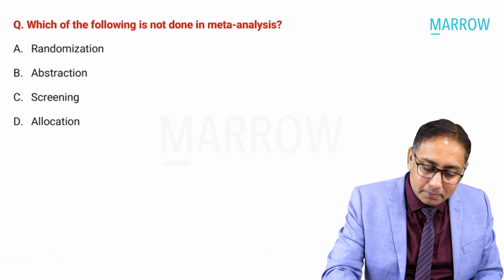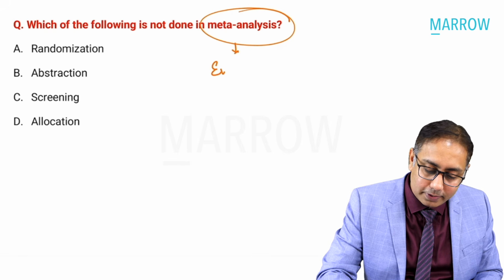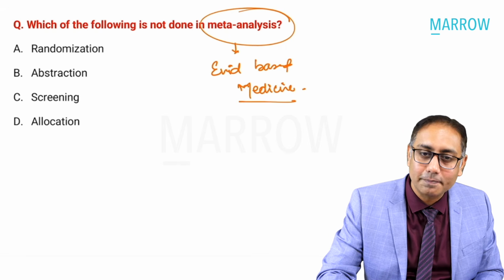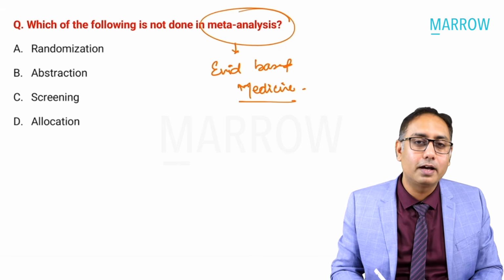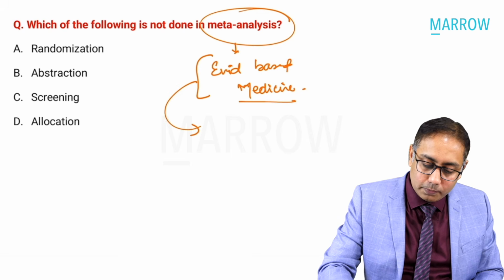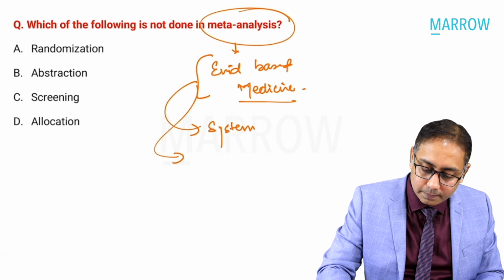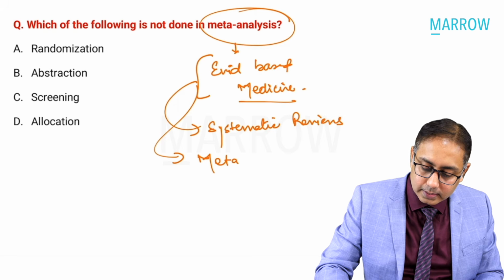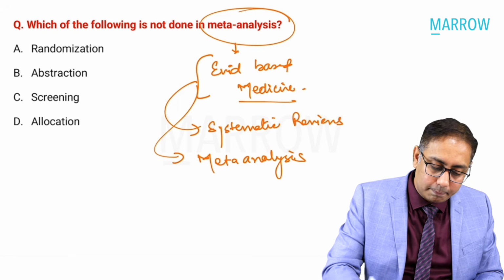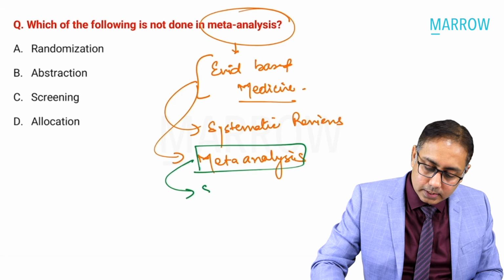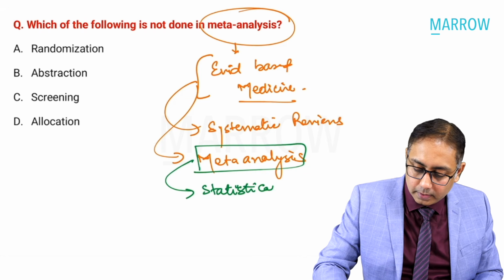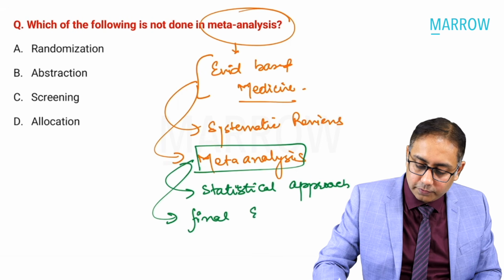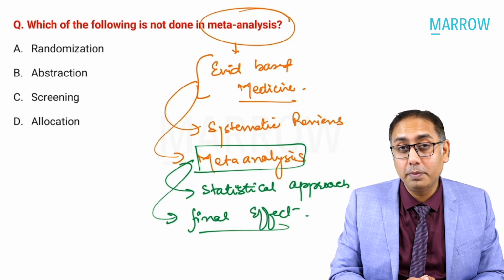Meta-analysis is a study design which is a part of the evidence-based medicine. So under the evidence-based medicine, we have two studies that you need to do. We were talking about the systematic reviews, and we were talking about meta-analysis. Please remember that meta-analysis is a statistical approach to find out the final effect. So that is what we mean by meta-analysis.